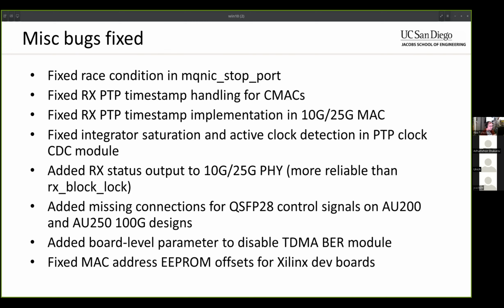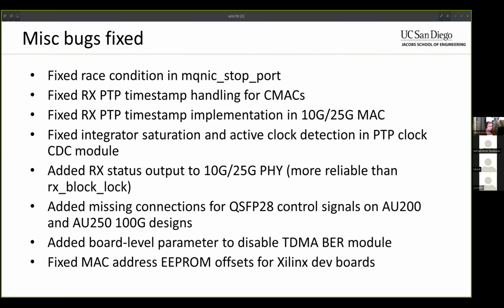And then as a related problem, I discovered a somewhat similar issue in the 10 gig and 25 gig MAC module, where under certain circumstances, it was reporting the timestamp for the wrong packet in the last cycle of the packet on the tuser sideband signal. So I fixed that, which should make PTP timestamping more reliable for 10 gig and 25 gig. I also, as part of this, added a bunch of test bench code to the Verilog Ethernet repository to test all the timestamping for all the MACs.